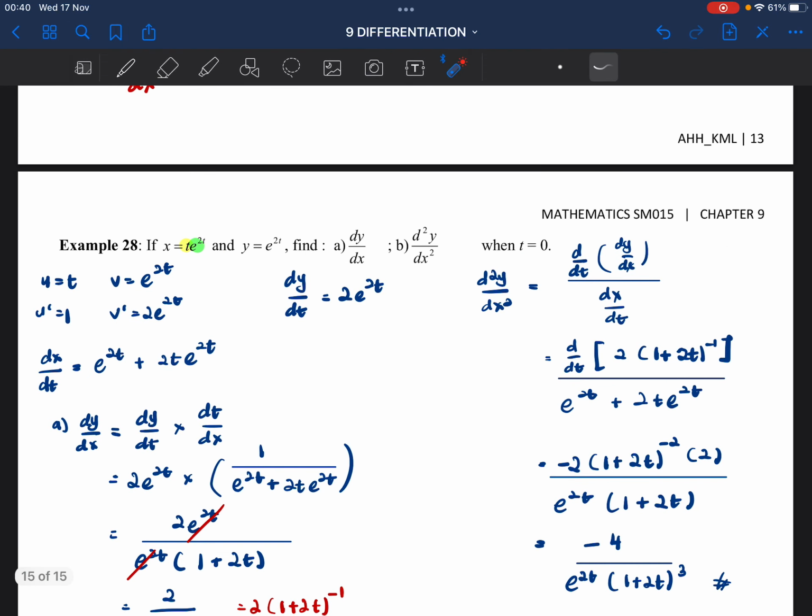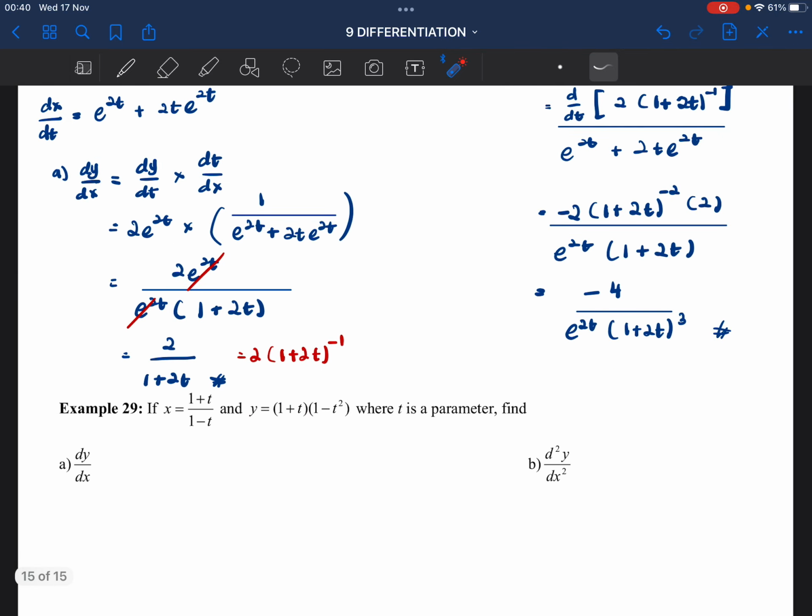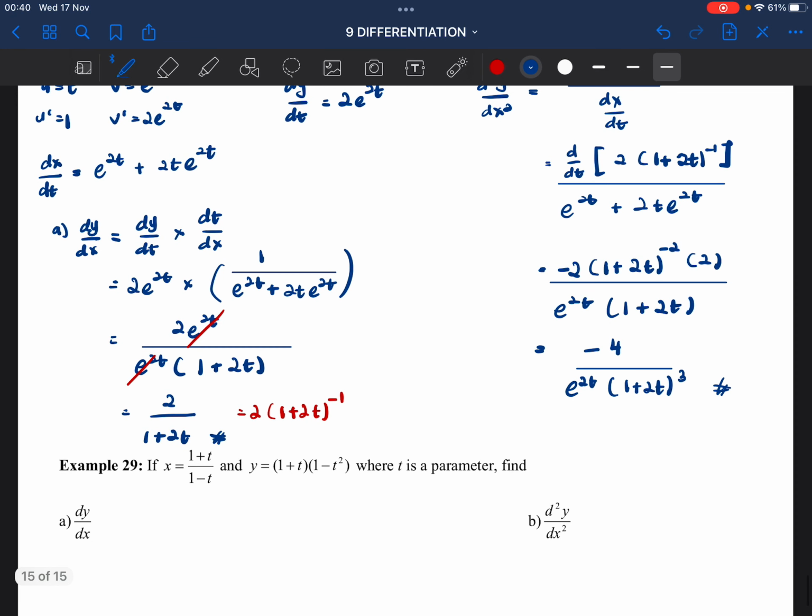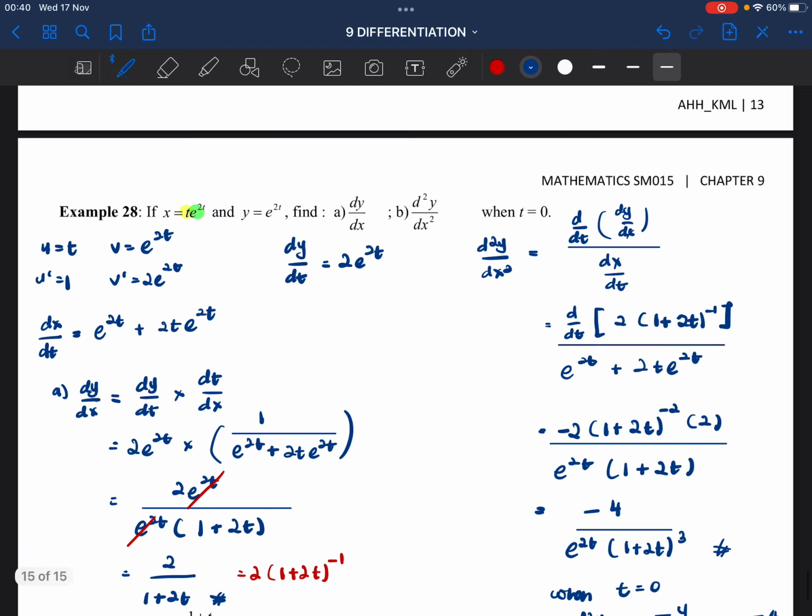Okay, but remember the question said when t is equal to 0, so you have to find your dy over dx when t equals 0. You have to substitute your t here and also here. When t is equal to 0, you can do it yourself for the dy over dx. Negative 4 over e to the 0, times (1 plus 0) cubed, and that is negative 4. Okay, so that is how you use parametric equations. Basically, just use the formula to find the first derivative, then use the chain rule to find the second derivative. Just this formula, which you may need to memorize a bit.